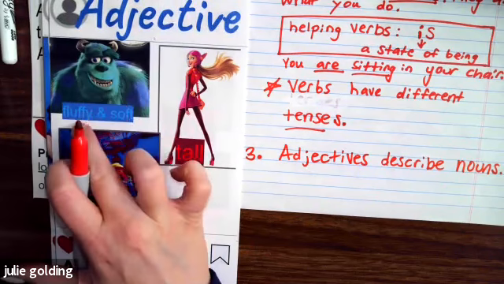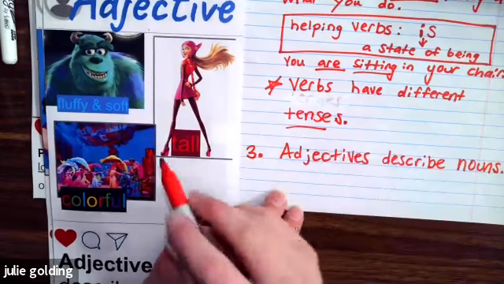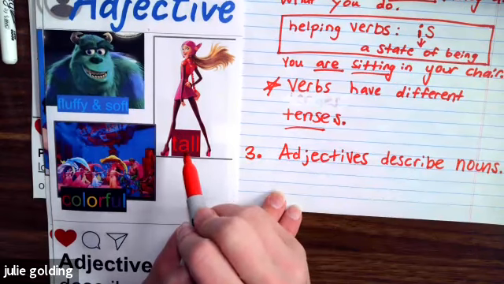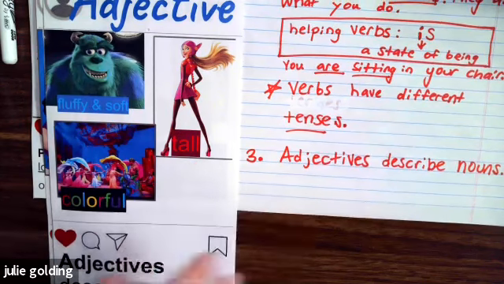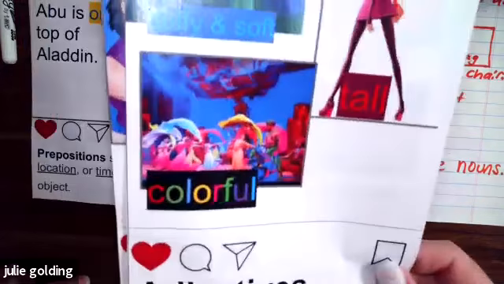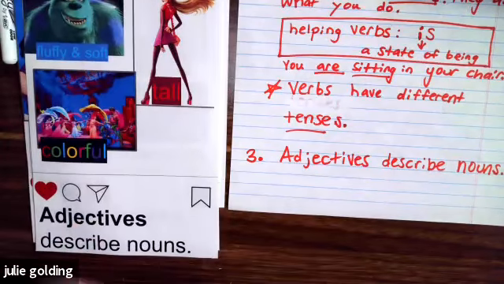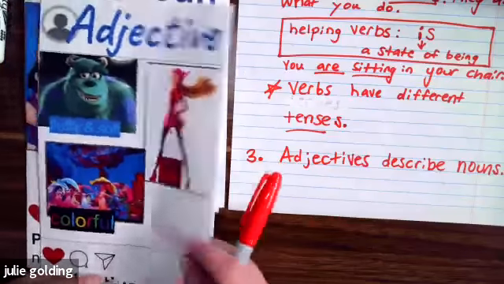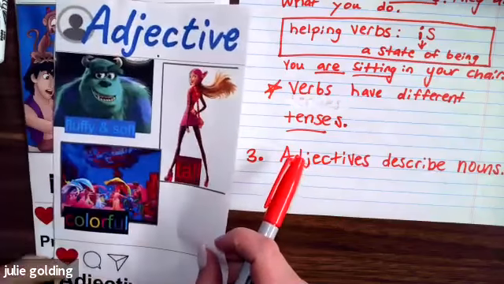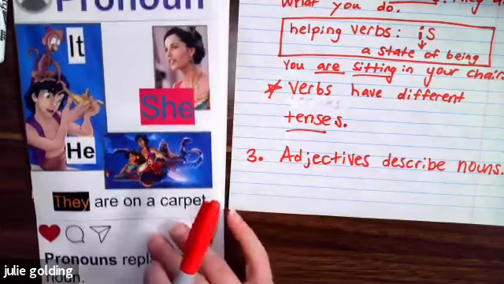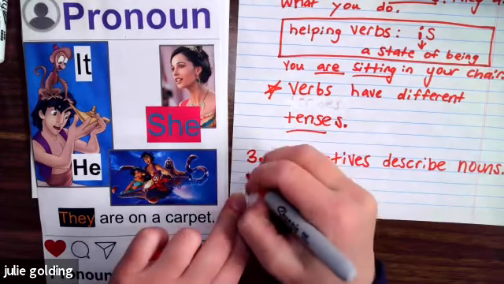This monster is fluffy and soft. Those are adjectives. Tall. She is tall. Colorful. This picture is very colorful. I will create new videos for each one of these and go into more detail about each part of speech to follow. Pronoun. Number 4.